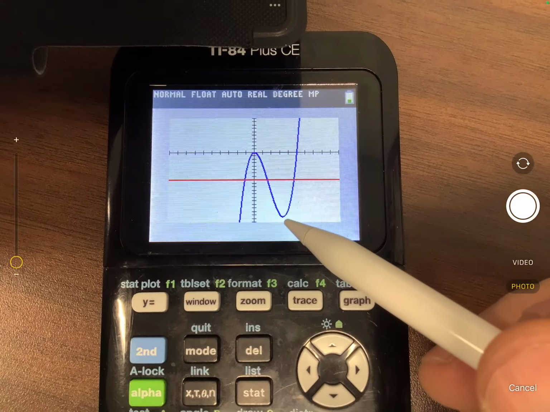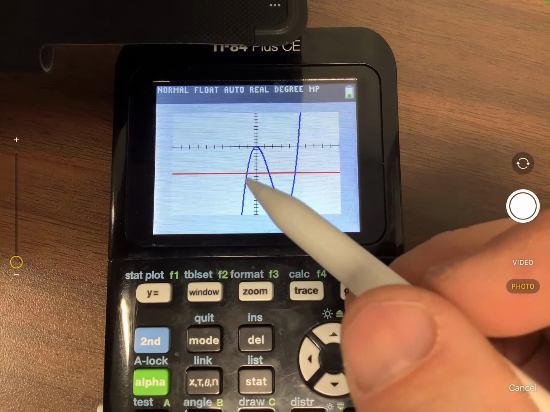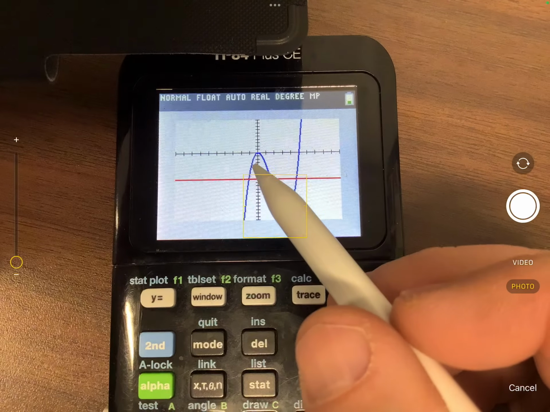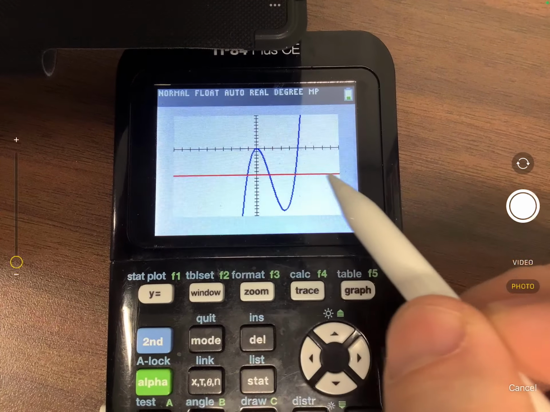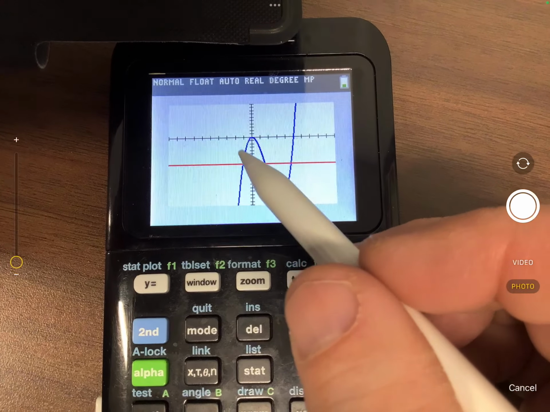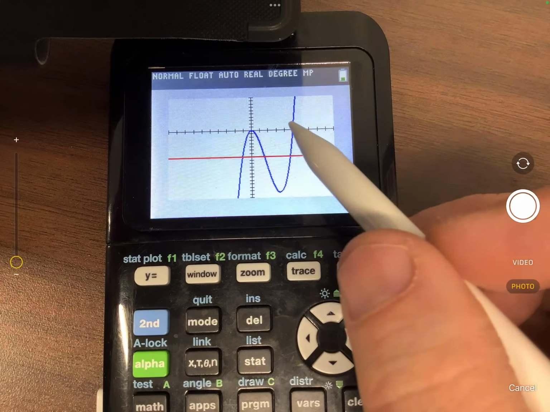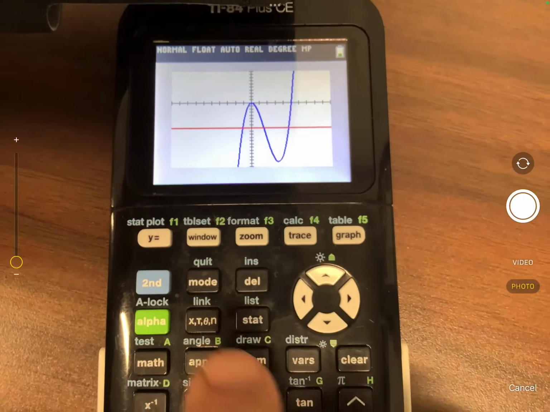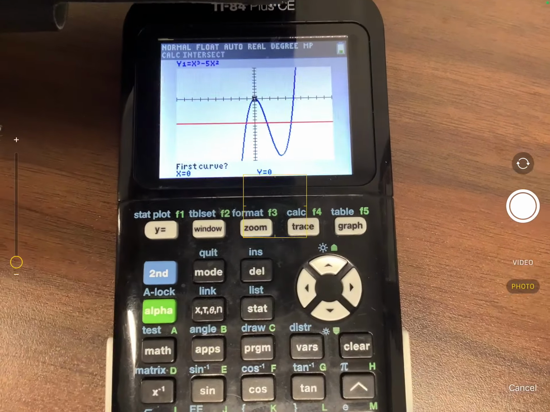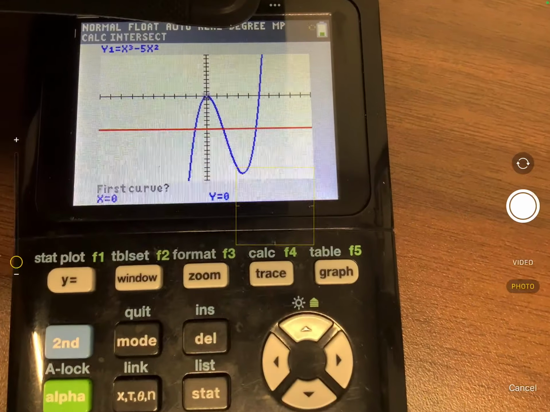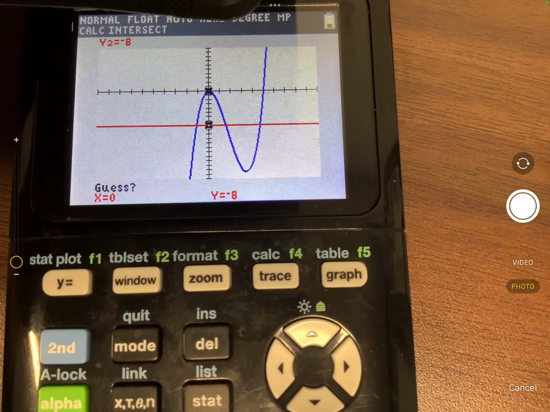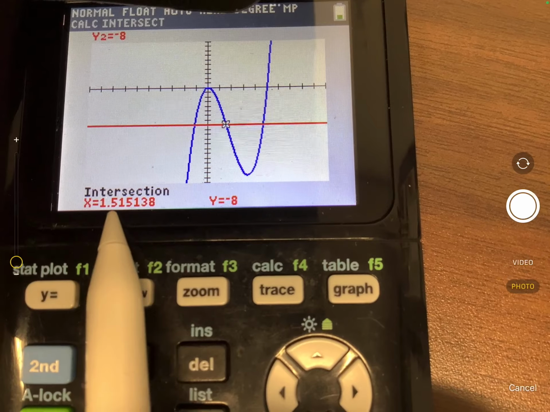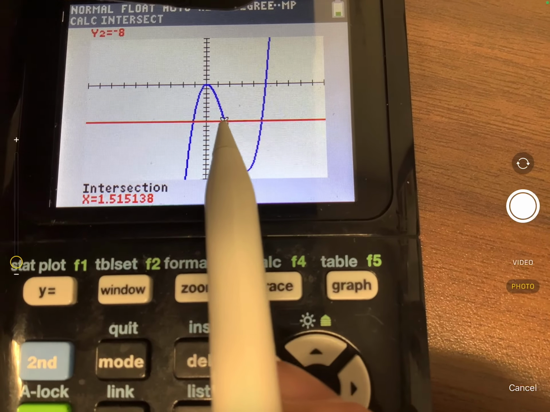So now, the object of it is, when is the curve physically higher than the line? Because it said greater than. Looks like it's greater than here, and it looks like it's greater than up there. We still need to find the intersection points. So second trace, option 5. First curve, sure. Second curve, yep. Guess, just hitting enter to get those. And it gives me 1.52, but it went to this one.